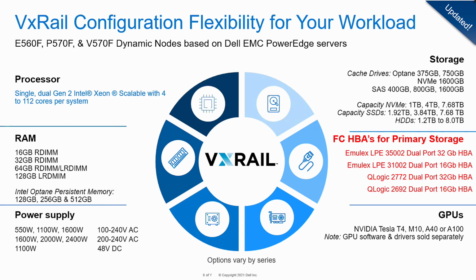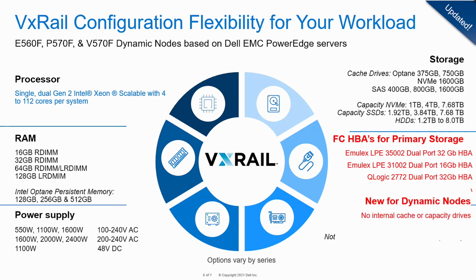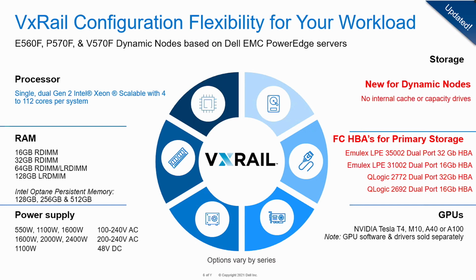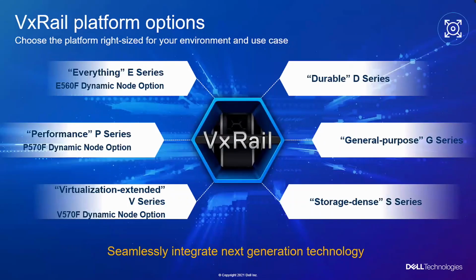And the big change here, the most significant one, is that when you look at your storage drives, there are none. There are no internal cache or capacity drives in the dynamic nodes. The storage comes from an external storage source and functions as primary storage for these dynamic nodes. So does this mean there's no vSAN when you choose that configuration? That's right. Yep. Okay, that's big. Yeah. And I'll go into more details on how it all works.